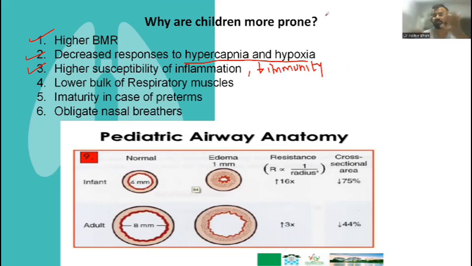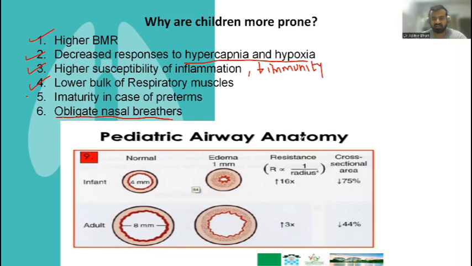In newborns, immunity is very limited, and that is why sepsis is a very common cause of death in newborns. The bulk of respiratory muscle is lower, so there is early involvement and they get knocked out very fast. Again, in preterm babies, lung immaturity is there, and they are obligate nasal breathers. If there is nasal blockage, they tend to asphyxiate rather than mouth breathe.